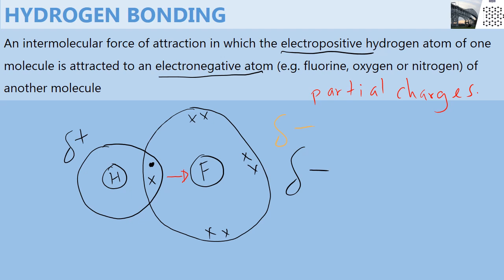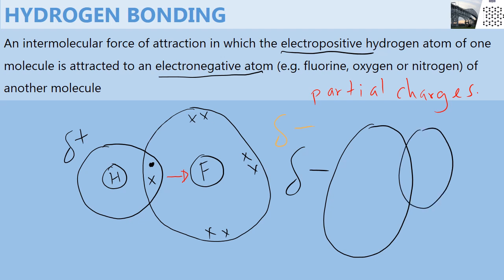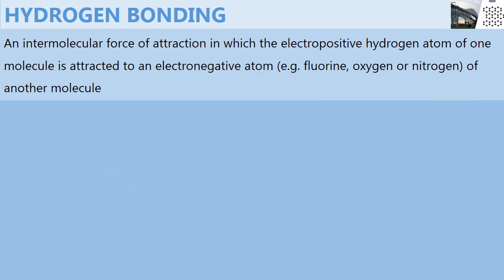Now when we have another molecule of hydrogen fluoride, they will have these partial negative charges and partial positive charges, and we call these compounds polar because they have poles. One pole is positive, the other is negative. Now let us use a better diagram.